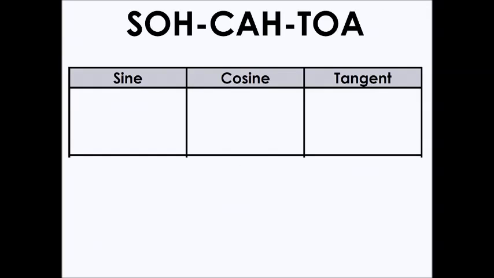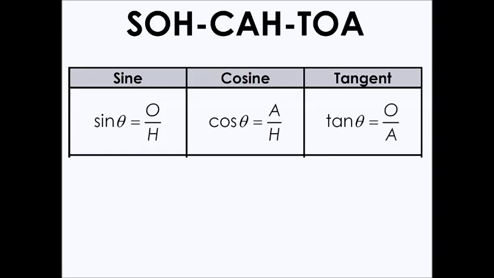Remember the mnemonic device SOHCAHTOA. Sine of theta is equal to the side opposite theta divided by hypotenuse. Cosine of theta is equal to the side adjacent to theta divided by the hypotenuse. And tangent of theta is equal to the side opposite theta divided by the adjacent side to theta.